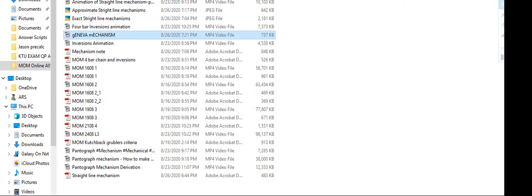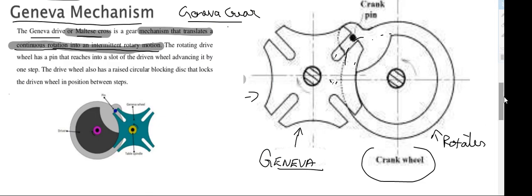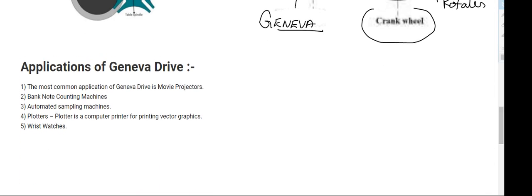It converts continuous rotary motion into intermittent rotary motion. The main components are the rotating crank wheel and the Geneva gear or Geneva wheel. So that is the Geneva mechanism, and you should know the applications. The first one I said is counting. Geneva was also used in early movie projectors. That is one of the important applications.